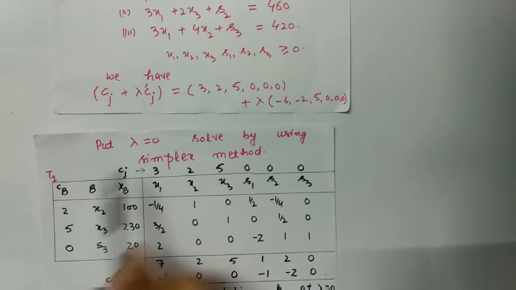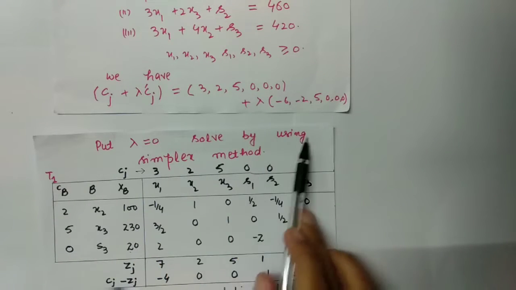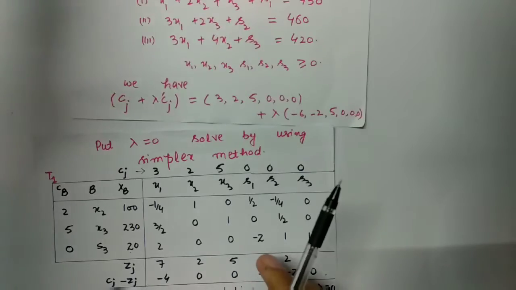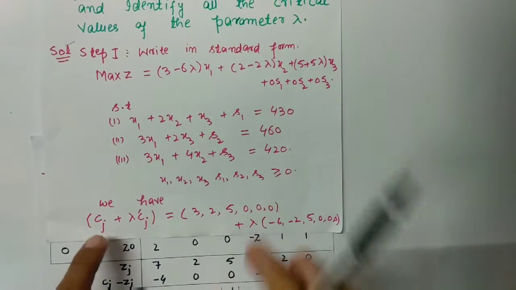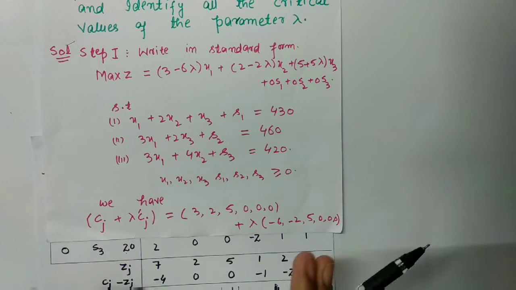Now put lambda equal to 0 and solve by using the simplex method. We have to solve all these constraints by using the simplex method. I had already discussed the simplex method. If you want to watch the simplex method, I have provided a link in the description.